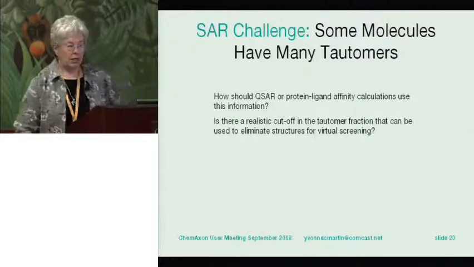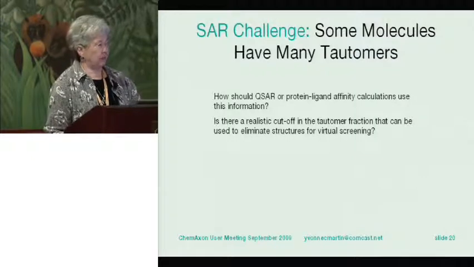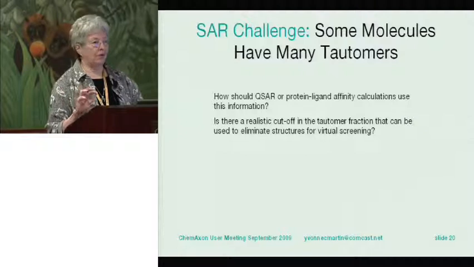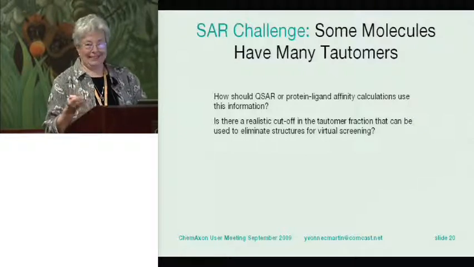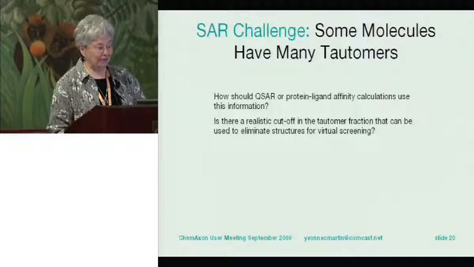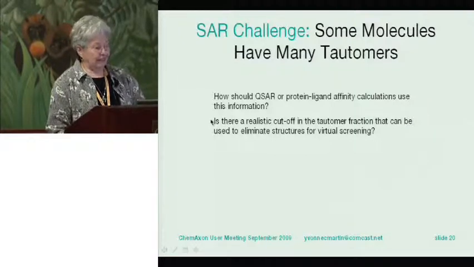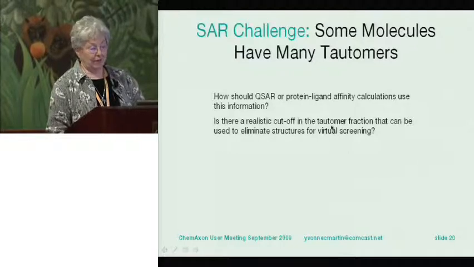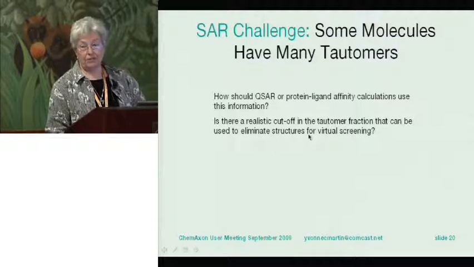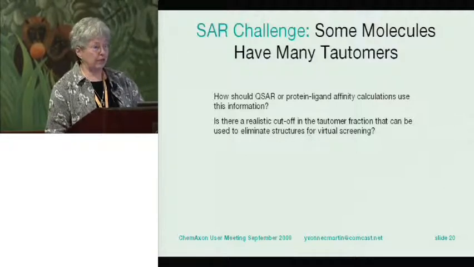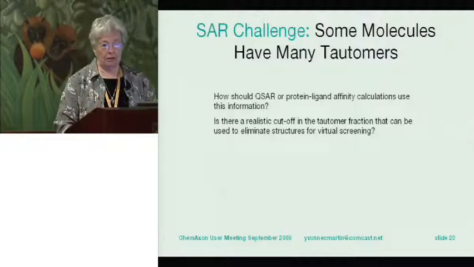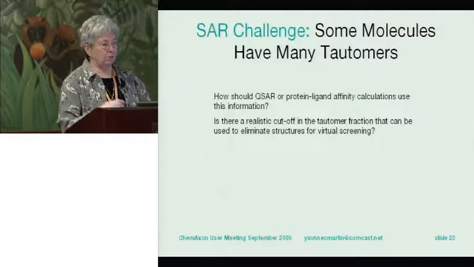Okay, and so my long-term interest, of course, has been quantitative structure-activity relationships. And so how do you handle it, especially if you have a series where some of the molecules can tautomerize and others can't? How do you penalize that some of the molecule is wasted by being in the wrong form? And related to that, is there a realistic cutoff in the tautomer fraction that can be used to eliminate structures for virtual screening? And you saw from these protein examples that that barbiturate was calculated to be 20 kilocalories higher in energy than in water, than the low energy form. And so what are you going to do?